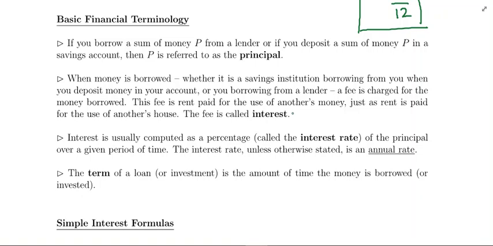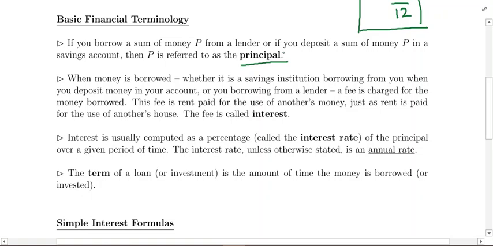So now we're going to talk about some basic financial terminology that you will hear throughout chapter 3. In the first bullet point here, we're going to talk about the word principal. If you borrow a sum of money, P, from a lender, or if you deposit a sum of money, P, in a savings account, then P is referred to as the principal.